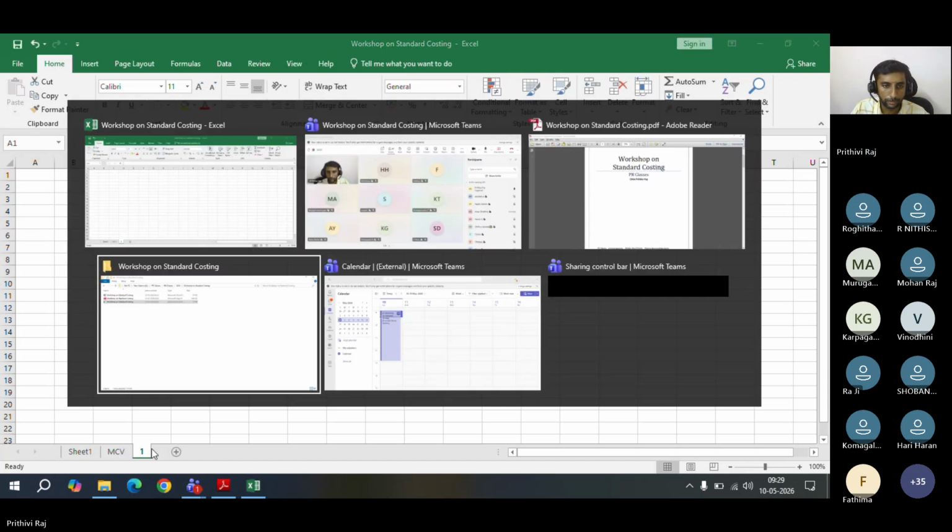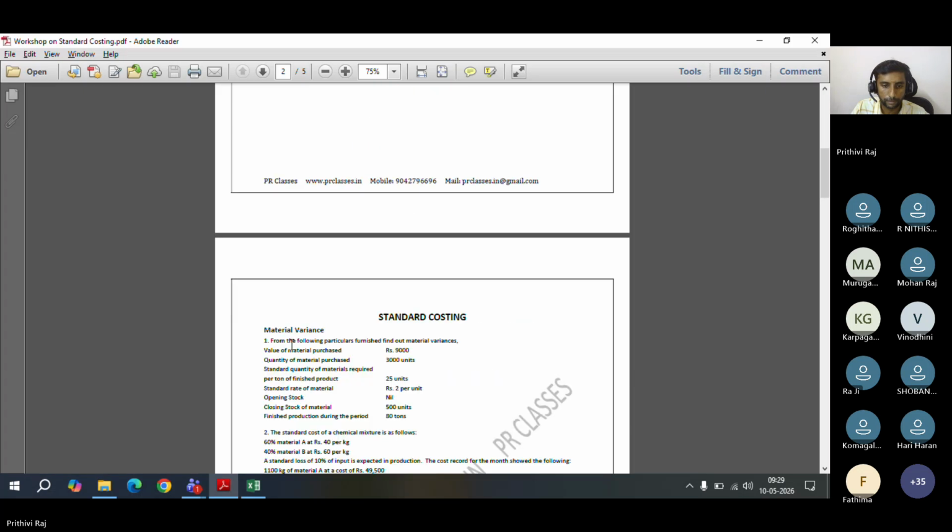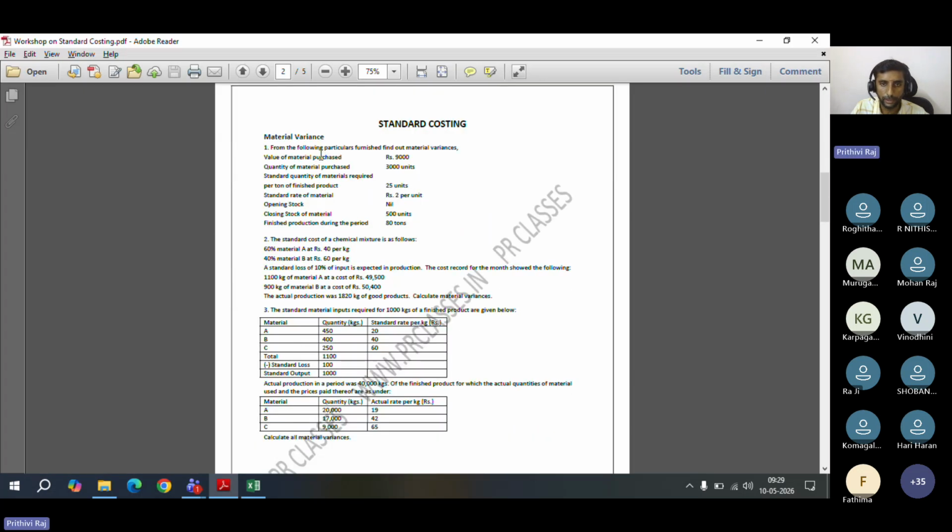Okay, first sum. Can you see my PDF screen? Anyone, just unmute and tell. Yes, sir, visible. Okay, thank you. The first sum is on standard costing material variance. From the following particulars, find the material variances. The value of material purchased is rupees 9,000. Quantity of material purchased is 3,000. Standard quantity of material required per ton of finished product is 25 units. Per ton means 1 ton, so for 1 ton you require 25 units.